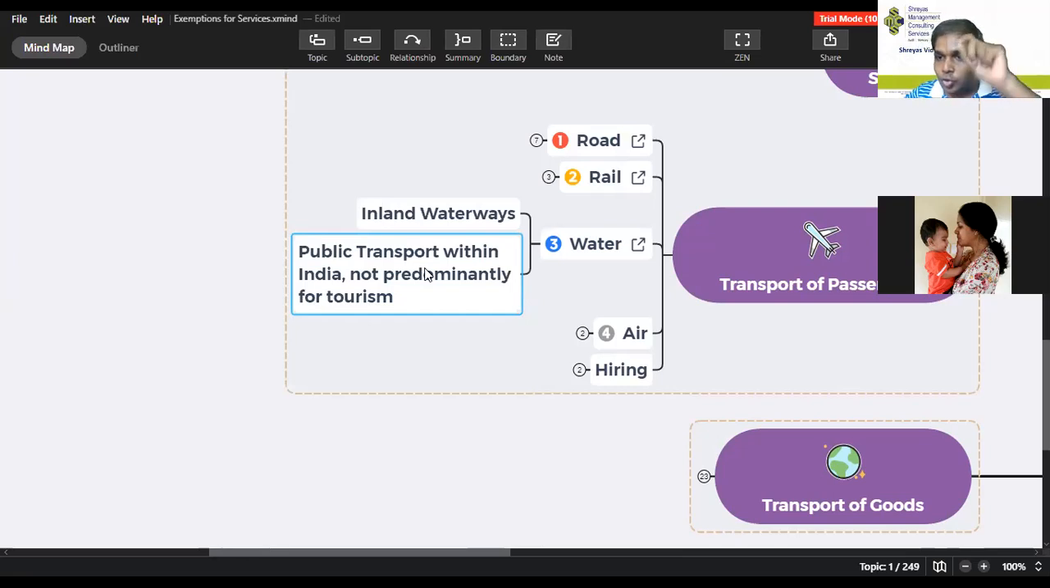I want, as I told you, each of you to prepare one question. Let's see how many of us prepare an interesting question which others find a little difficult to answer. Okay, so that's about waterways. This is about inland waterways.